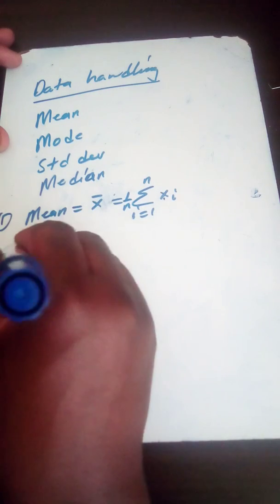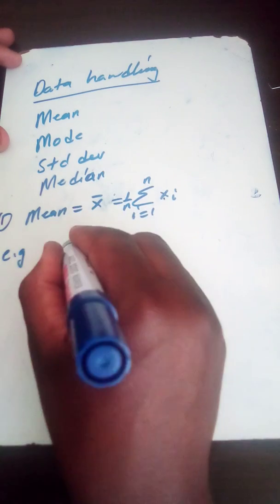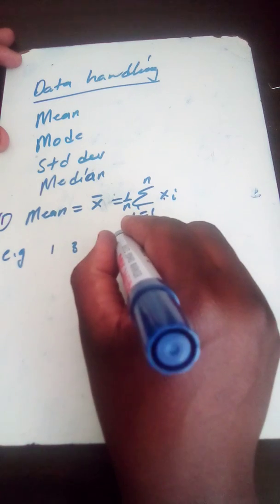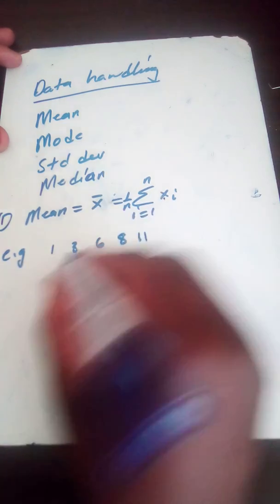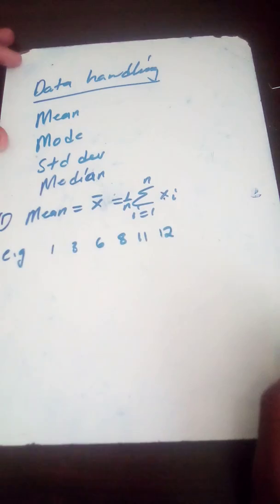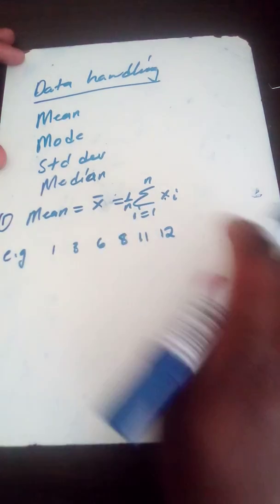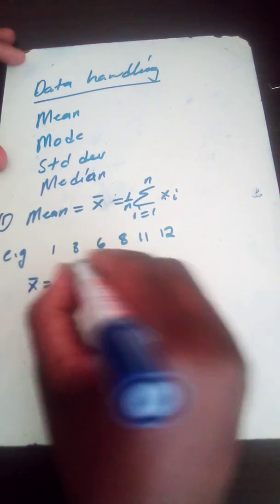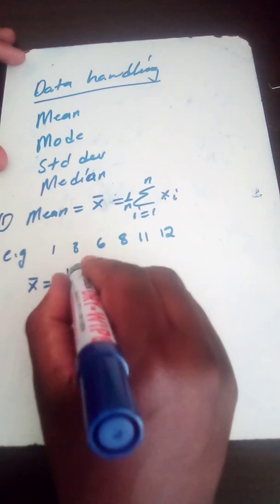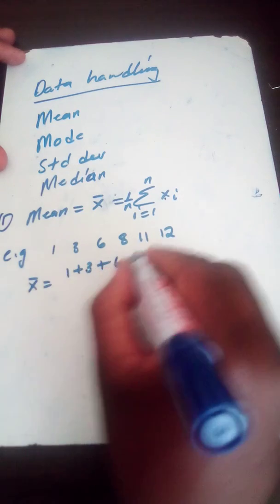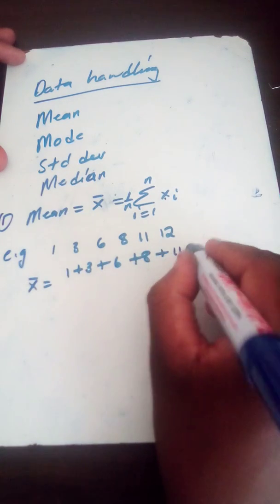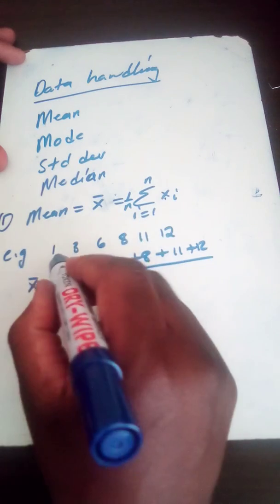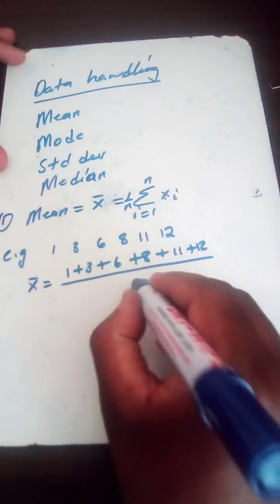For example, if we have the data 1, 3, 6, 8, 11, and 12, and I want to calculate the mean of this data, for my x bar I add all of them: 1 plus 3 plus 6 plus 8 plus 11 plus 12, over the total number. The total number is 1, 2, 3, 4, 5, 6, so over 6.